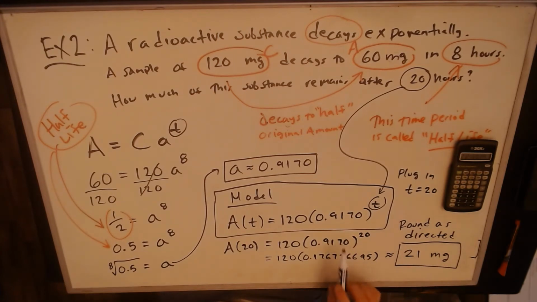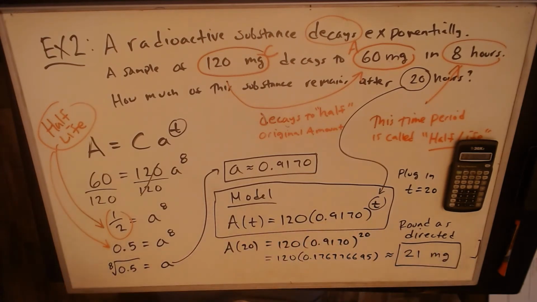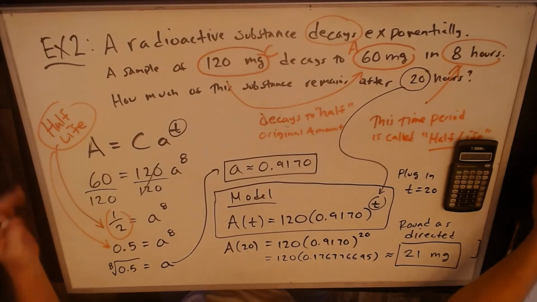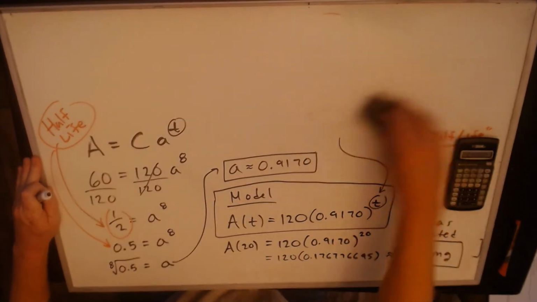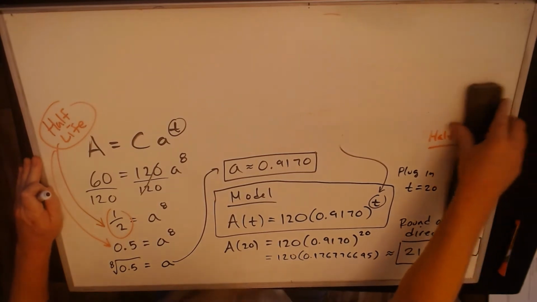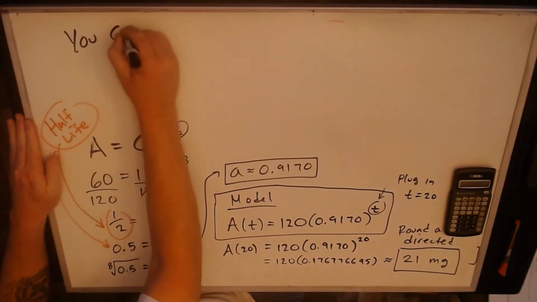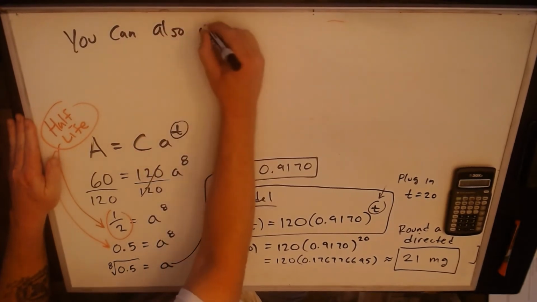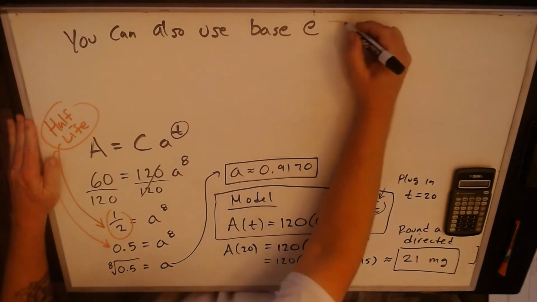So again, this is not a natural base. This is base 0.9170. It's a sort of a strange base. You might want to write this using base e. It might be something that will be asked of you, or it might be something that you find easier. It might be a more natural way of solving the problem. So you can also use base e, the natural base.